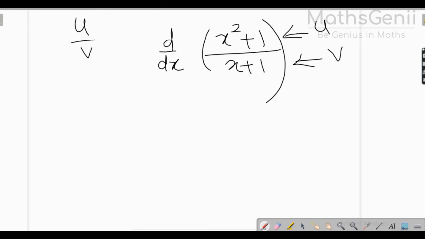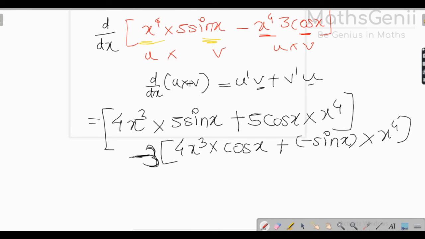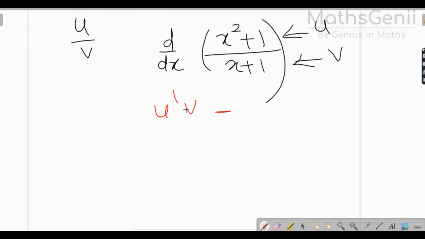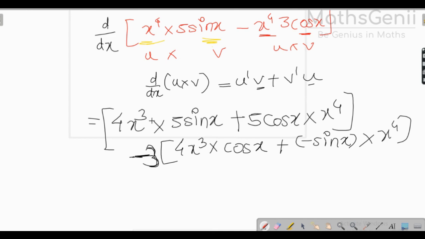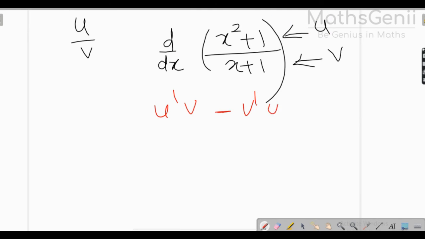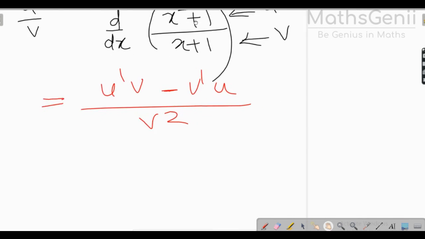What is that formula? It says u dash of v minus... So if you go to the u into v formula, you see u dash v plus, but here you have u dash v minus. Then it remains the same, v dash u. Here also you have v dash u upon v square. So there you had plus, here you have minus, and upon v square. This is the derivative formula. Now let's just apply it.